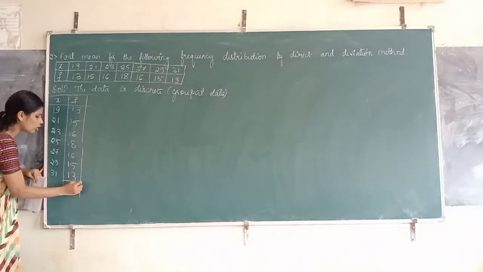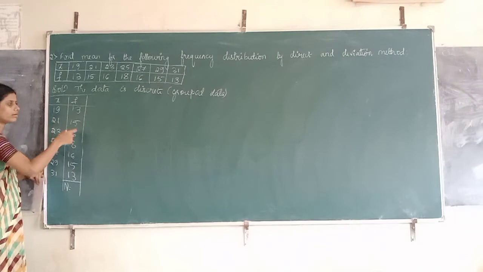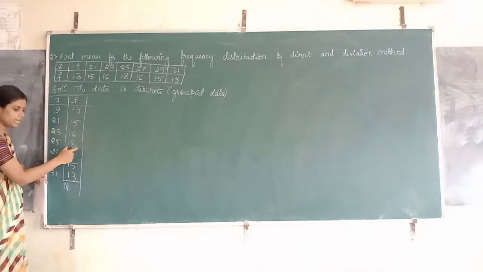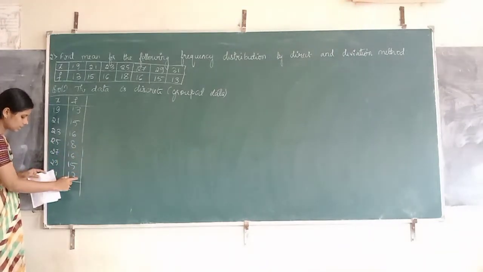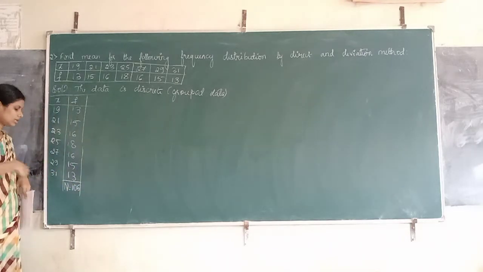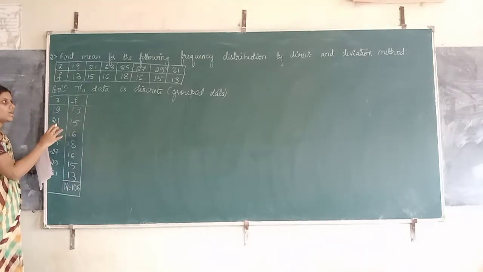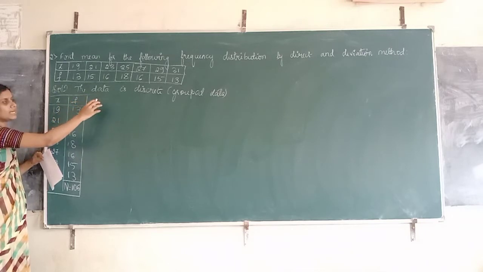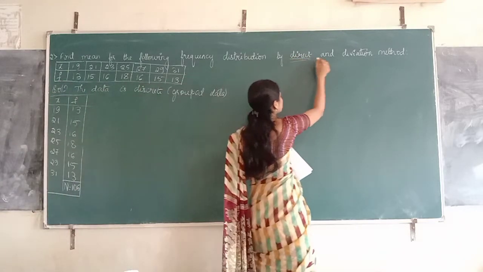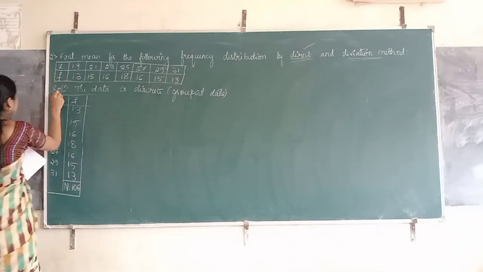Now the total of frequency is denoted by capital letter, and you have to add all the values. 13 plus 15 plus 16 plus 18 plus 16 plus 15 plus 30. When you add, it comes to 106. Now after this, I'll write the formula for this discrete data. We are asked to find mean in both the methods, that is direct method as well as deviation method. First we will solve it in direct method. So write it here, direct method.